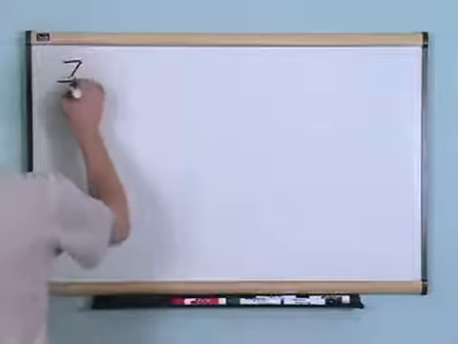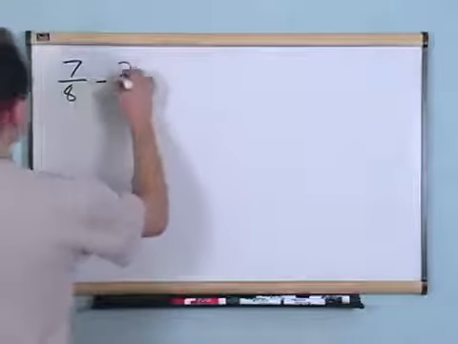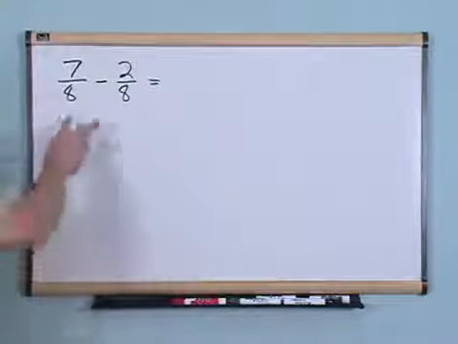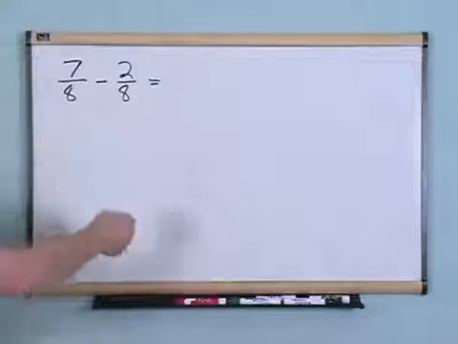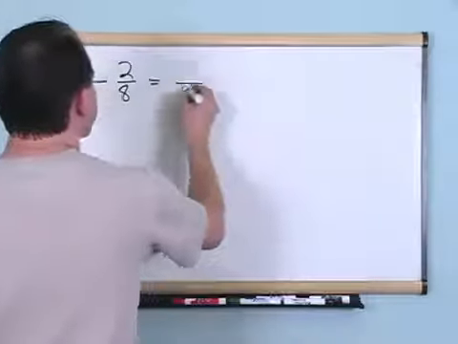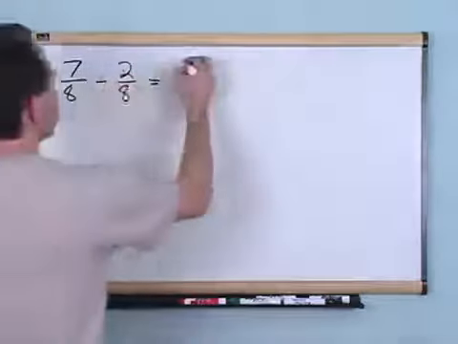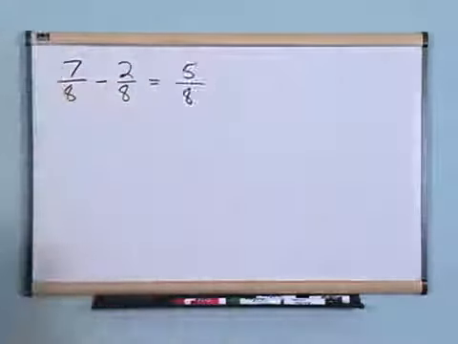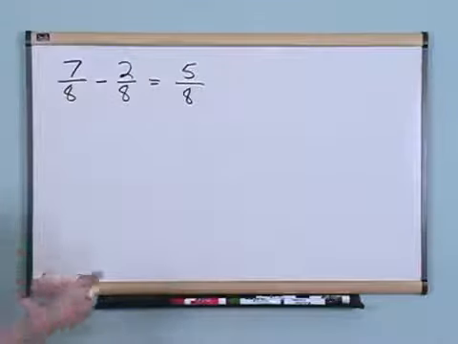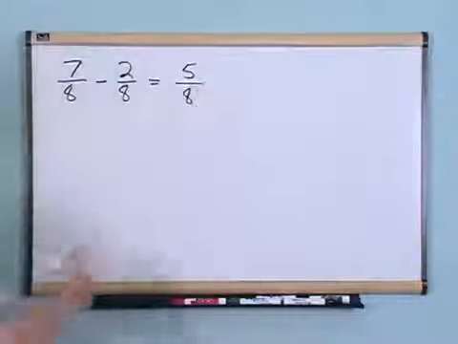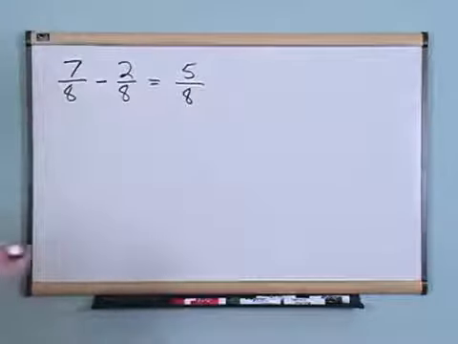What if you had 7/8 minus 2/8? How would you do that? First thing you need to check, is the bottom number the same? Yes, it is. Okay, so I just keep it the same. The top number, I just go ahead and subtract. 7 minus 2 gives me 5. 5/8. The next thing you need to ask is, can I simplify this fraction? No, I can't. There's nothing I can divide the top and the bottom by that's going to make that any simpler. So I'm done. This is the answer.